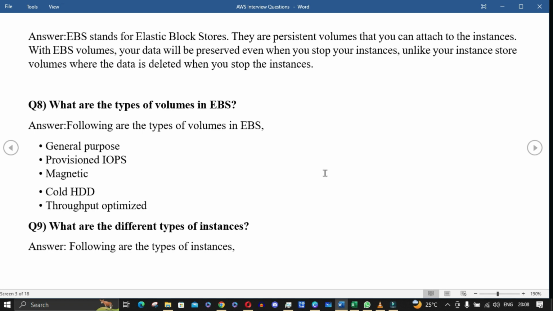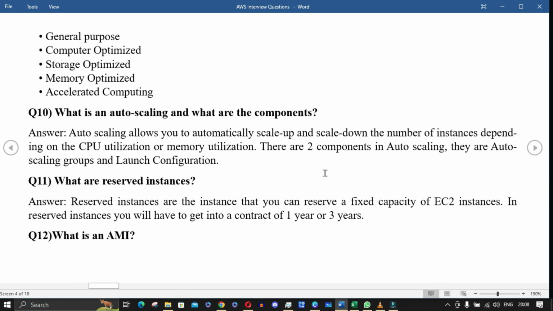Question number 9. What are the different types of instances? Following are the different types of instances: general purpose, compute optimized, storage optimized, memory optimized, accelerated computing.